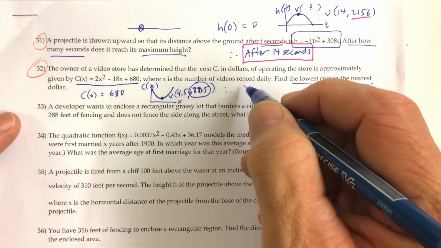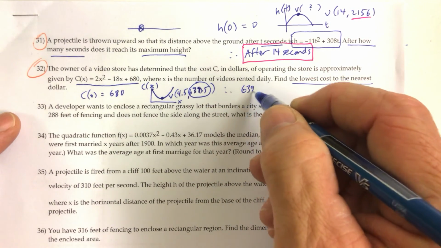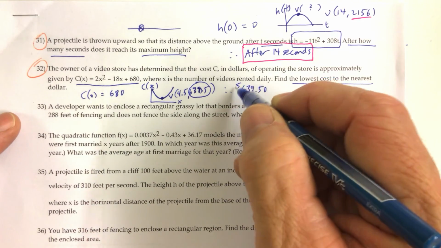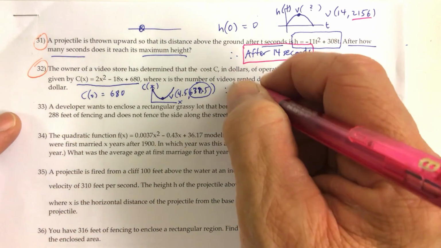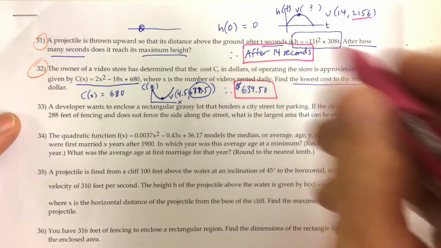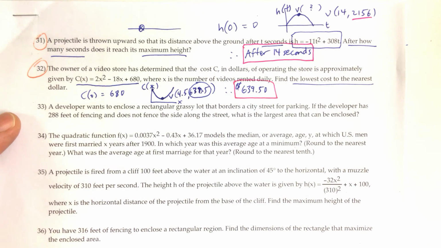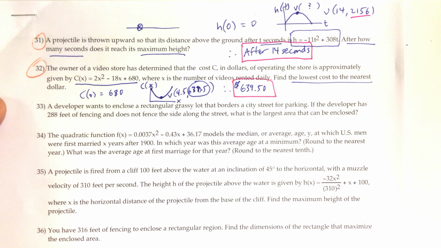And so we would say, therefore, $639.50. That's the lowest cost of operating the store daily. And he has to rent 4.5 videos to do that. But then the cost of operating the store goes up from there, and we don't need to worry about that. But we got the answers to 31 and 32.